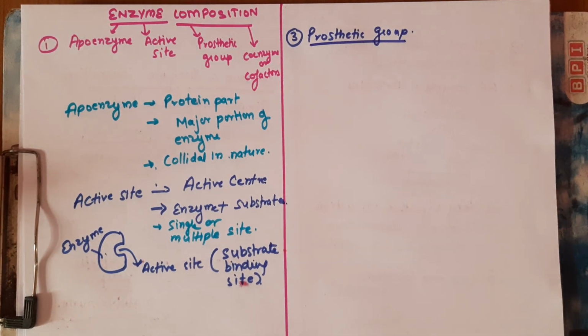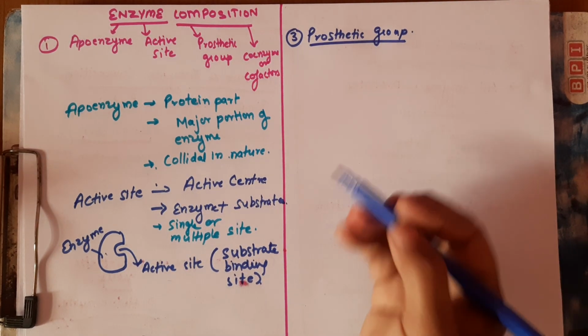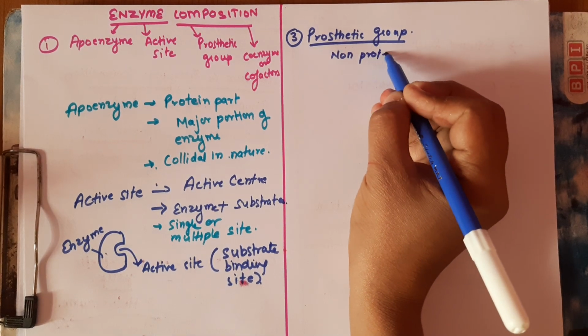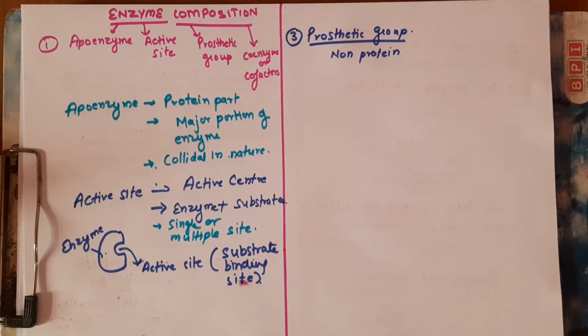So I told you that most of the conjugated enzymes need the non-protein part. And why do they need the non-protein part? They need it for their efficient performance. So the non-protein part will be tightly bound to the enzyme.